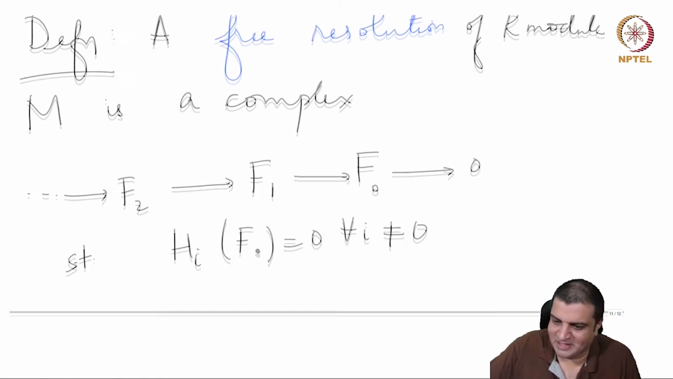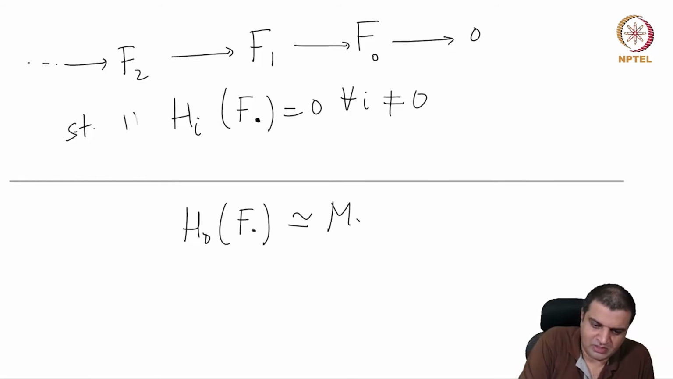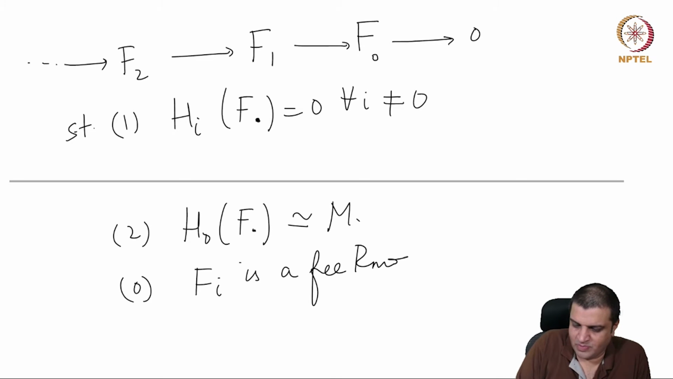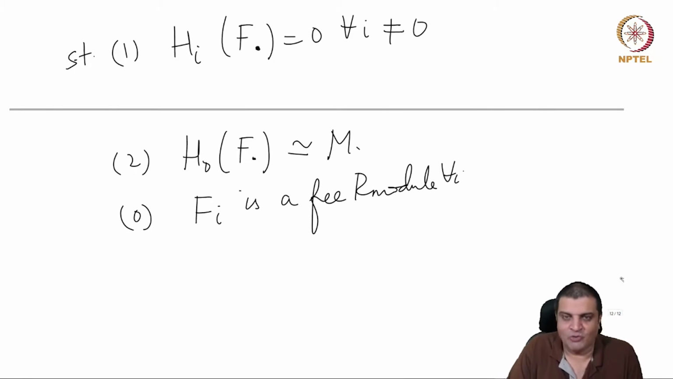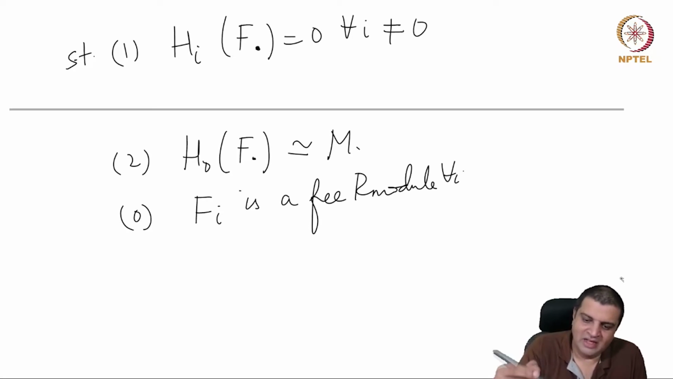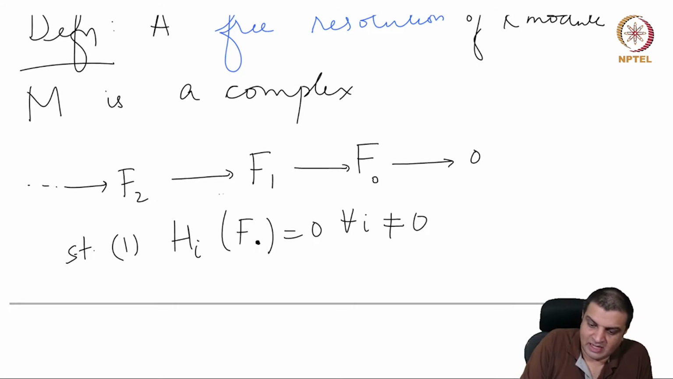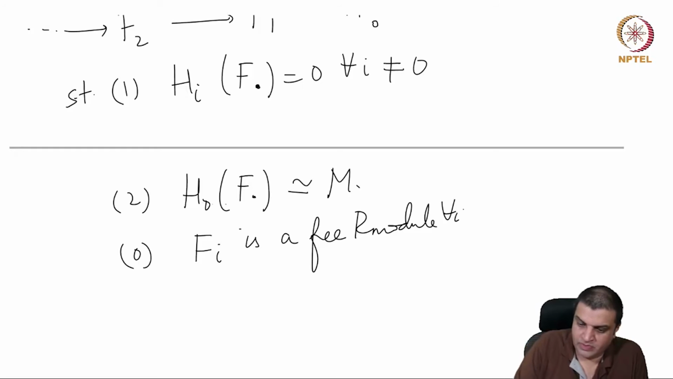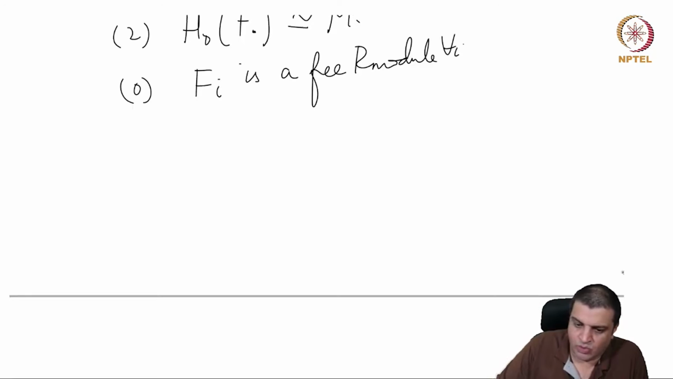Sorry, that's not enough. That doesn't make it a free resolution. Such that, sorry, let's put 1, 2, and this should have been 0. F I is a free R module for all I. I should have stated that first. F I is a free R module for all I. That's why it's called a free resolution. And in this complex, at these places there is no homology. There is a homology here, which is isomorphic to M. So just a note.